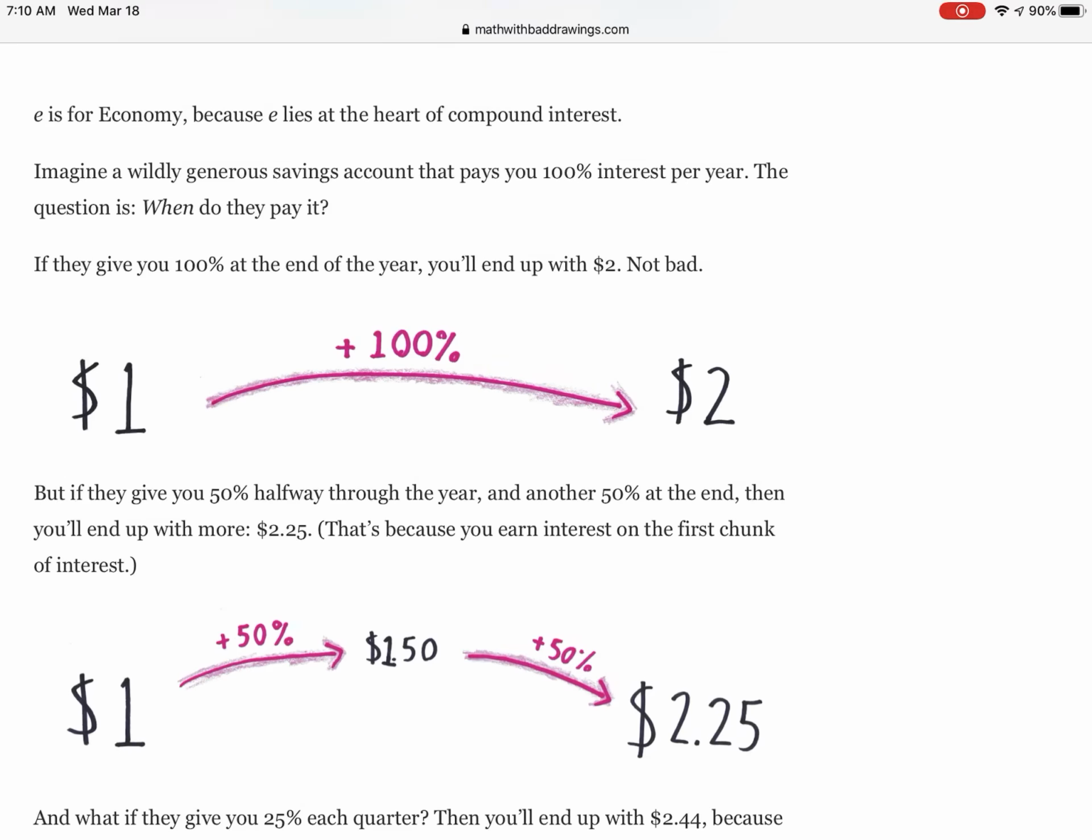So I wanted to start with an intro to what this number E is. You're actually going to learn more about it in future math classes, but today I'm just going to introduce this idea to you.